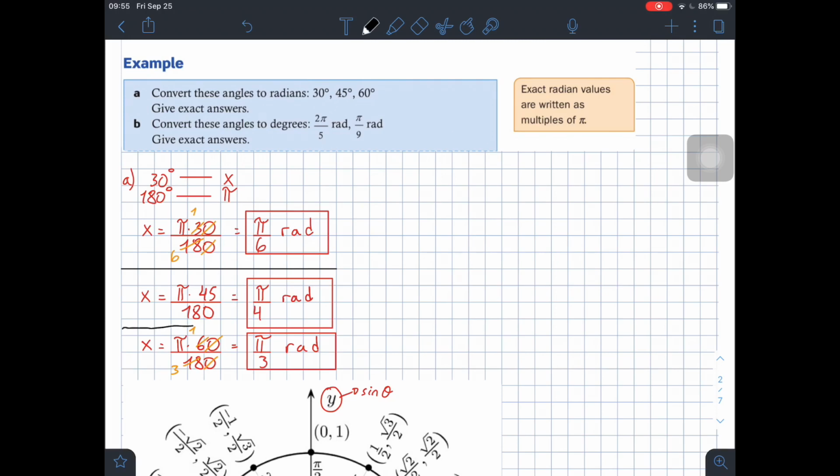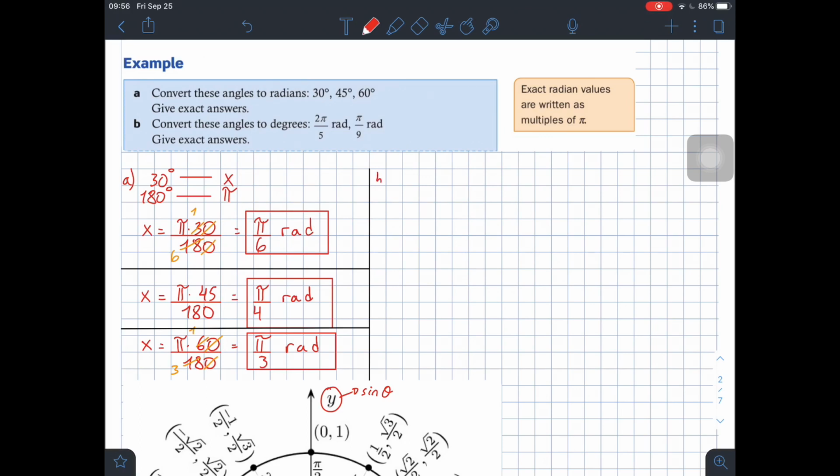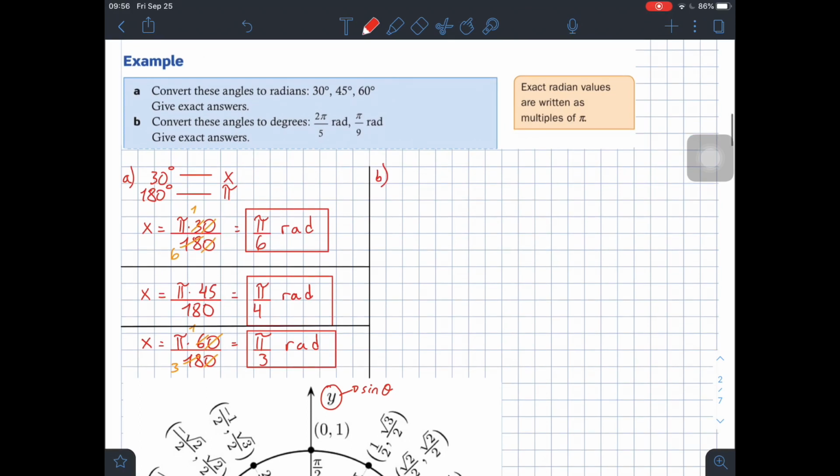Forgot to separate this. Kind of like there. Okay. And then we're going to do the opposite. For part B, we want to convert from radians to degrees. So that's what we're going to do. For part B, it says convert this angle to degrees.